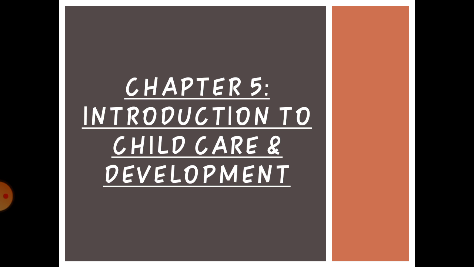In the previous lecture, we completed chapter 4, which was about meal preparation. Today, the lecture is about chapter 5, that is introduction to childcare and development. This chapter is basically about human growth and development. Different changes occur in human development, various aspects of it, developmental tasks or different stages. Some factors which affect the growth and development, genetics, roles, and some principles.